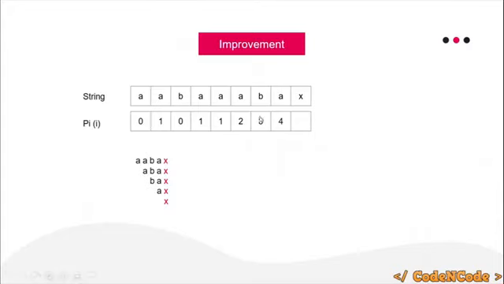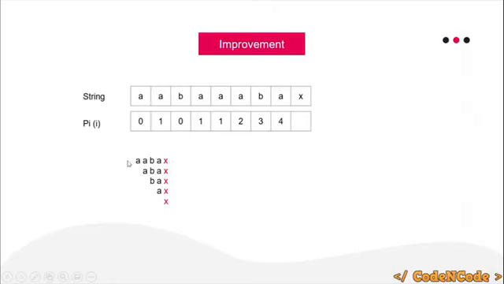See, when I'm calculating pi for this index, and before that pi of i minus 1 is 4, pi of i can be at max 5. So it would be either the suffix AABAX matching the prefix, or the suffix ABAX matching the prefix. Basically, the suffix of length 5 matches the prefix, or the suffix of length 4, 3, 2 or 1 matches the prefix, or nothing matches. Out of all of these we need to find the maximum one, right?